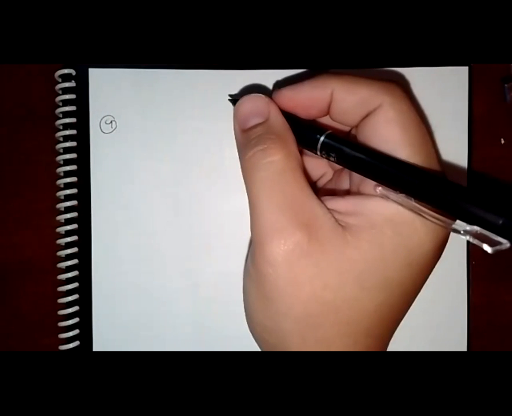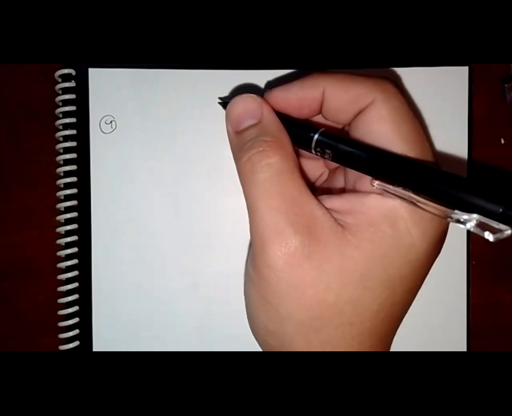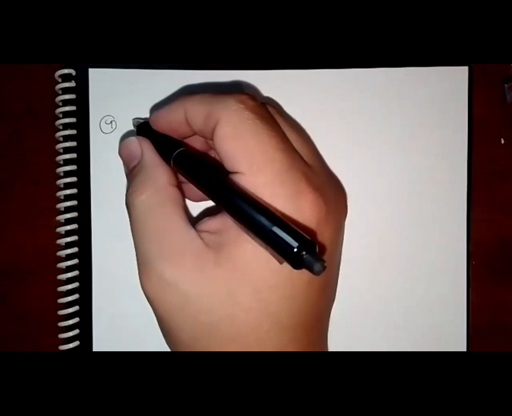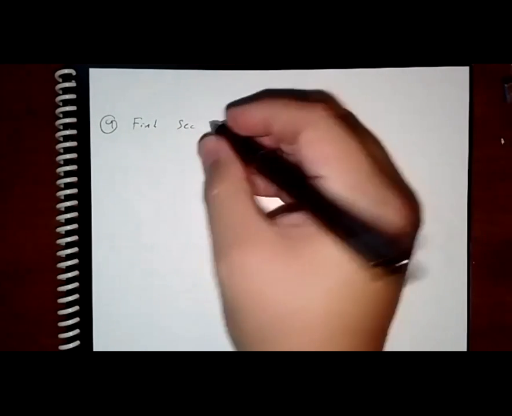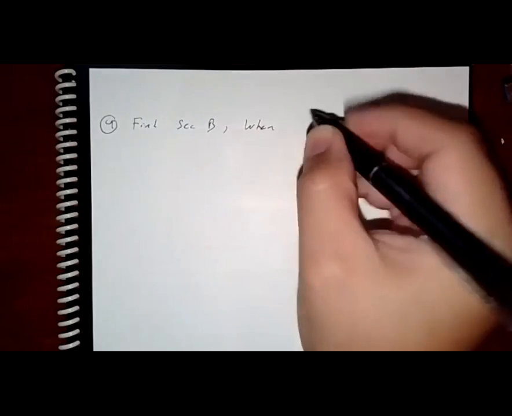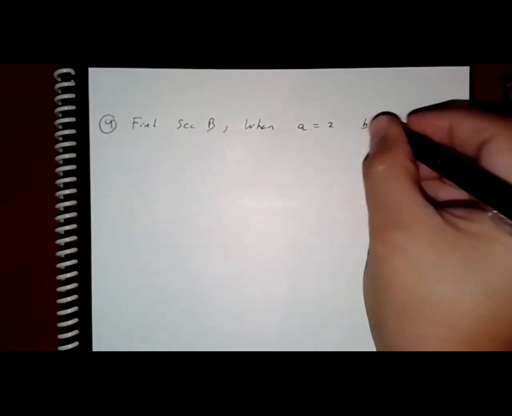So number 9, I believe, right? Two sides of the right triangle ABC are given. Find the indicated trig functions. They don't actually draw it out for us. So number 9 says, find secant of B when A is equal to 2 and B is equal to 5.